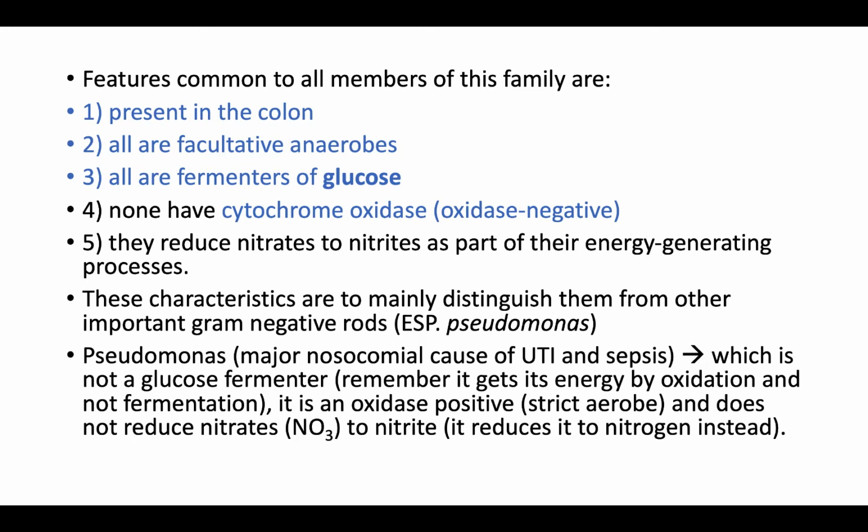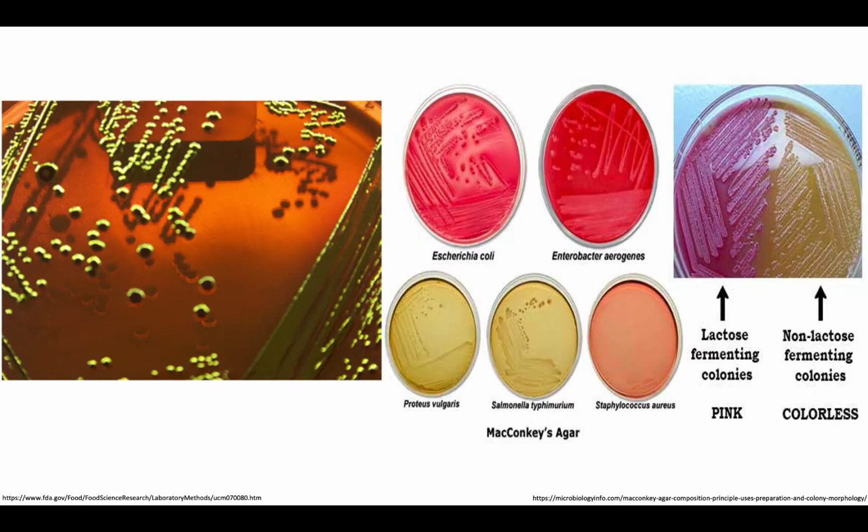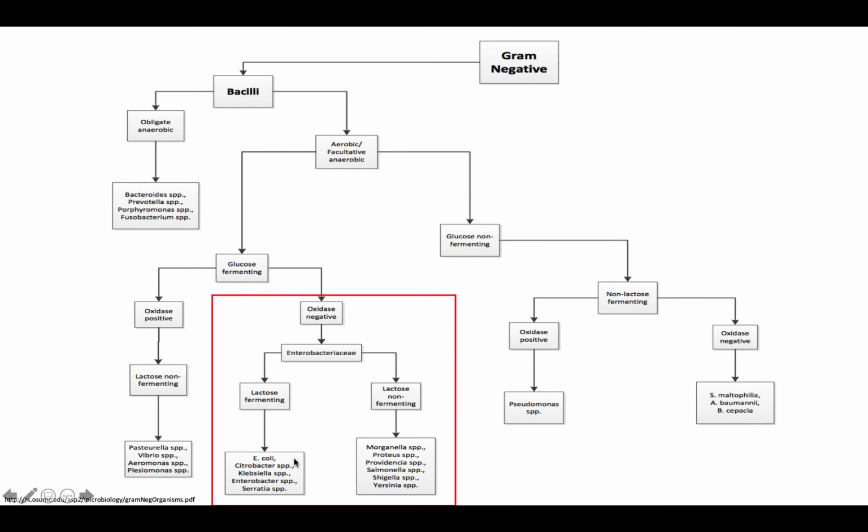So, features common to all the members of this family: all of them are fermenters of glucose. So all of them, in the triple sugar iron, will ferment at least one sugar. So if you go back to this, this is the family, and this is where glucose fermentation is happening. The non-glucose fermenters will be Pseudomonas, which will not ferment glucose.